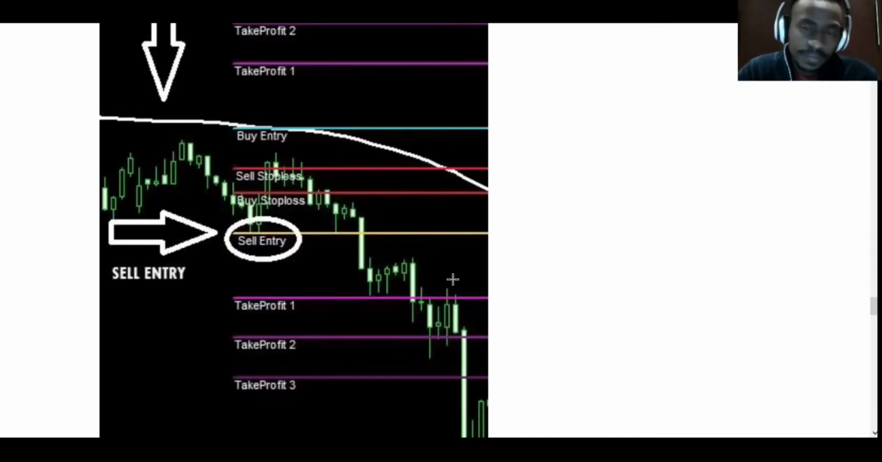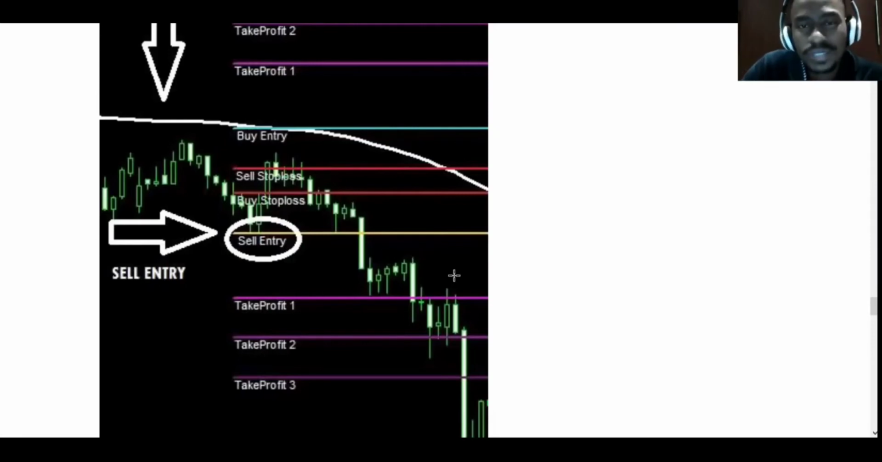Now that we've done the basics of how to find trades, let's look at the live chart of the previous trading week.